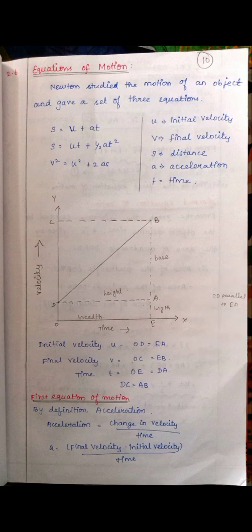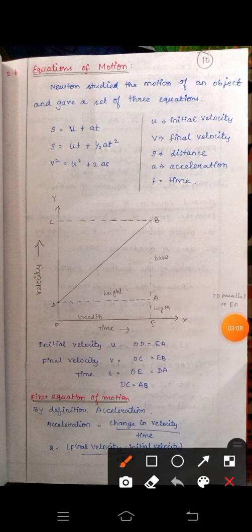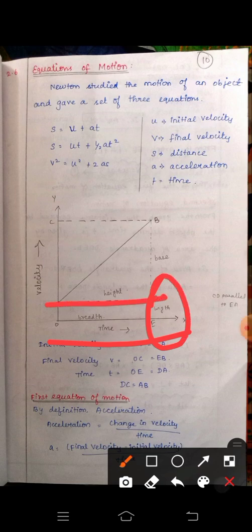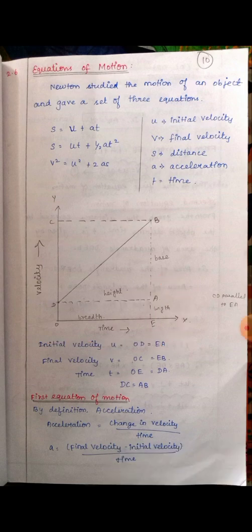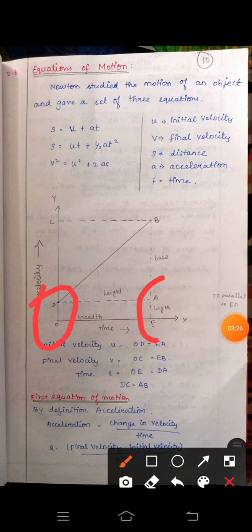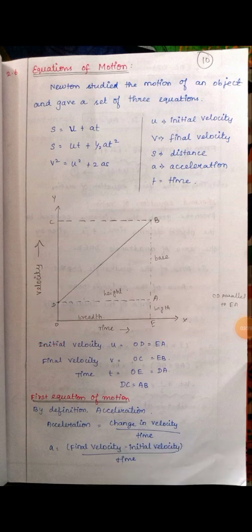In this diagram, OE is the breadth, AE is the length and AD is the height. Now let us see the initial velocity. OD is the initial velocity and D is the starting point. OD is parallel to EA. So u is equal to OD, which is equal to EA.